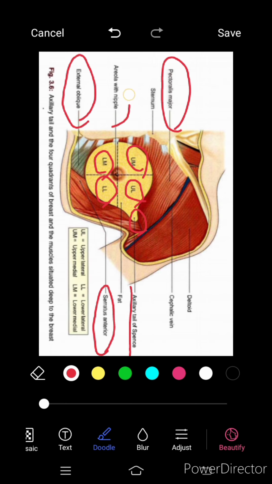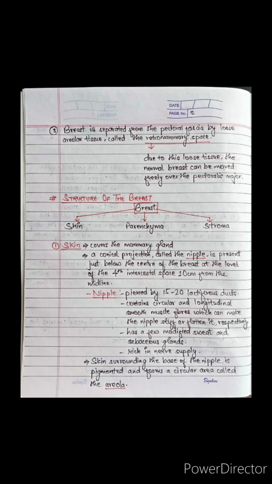And here is areola with nipple. This one is sternum. And here is the deltoid muscle. And here is cephalic vein. And here is fat. Now let's see about the structure of the breast. So to study conveniently, the breast is divided into three parts, that is skin, parenchyma and stroma.